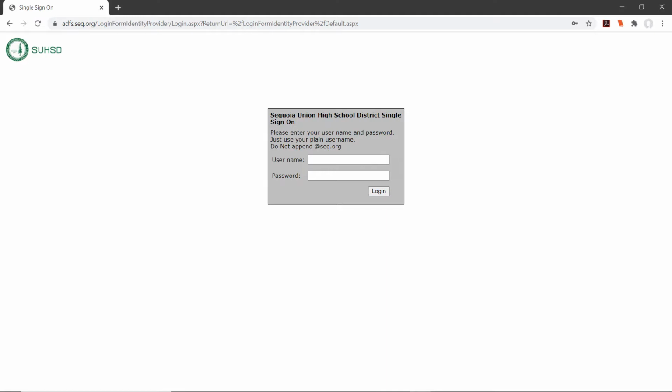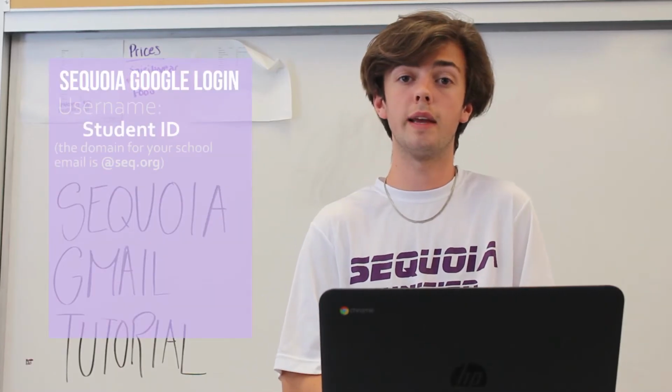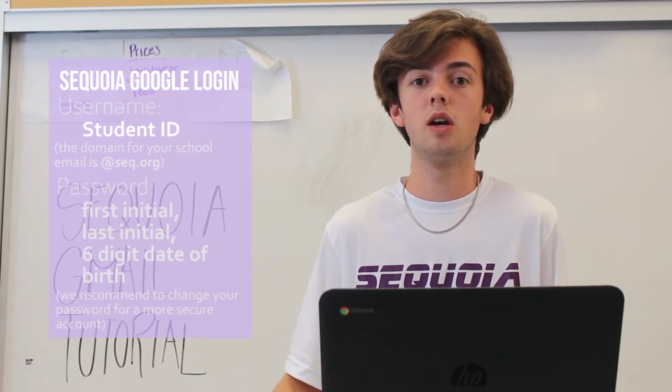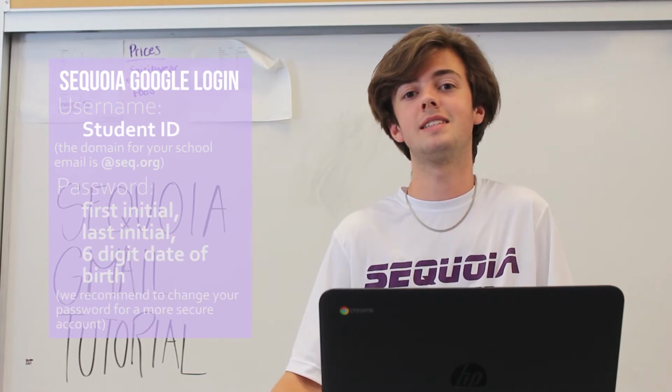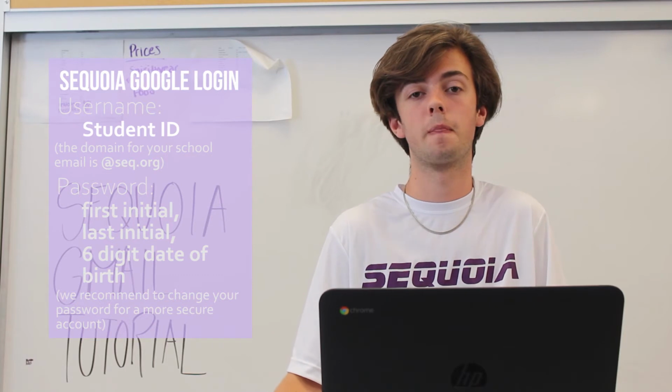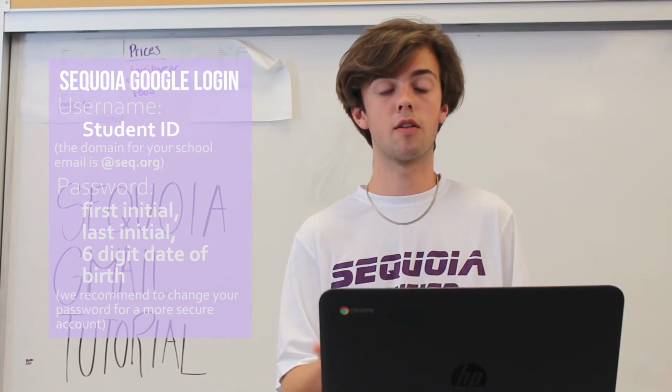So now once you're here, you'll type in your student ID, which you'll see on your schedule sheet that you get at the beginning of the year, and your password will be your first initial, your last initial, and then your 6-digit birthday. So once you type those in and confirm, it'll take you to here, your Gmail.